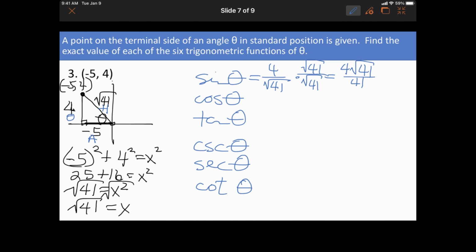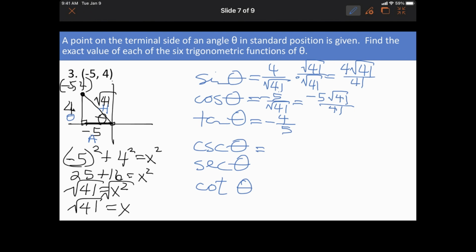Remember, the square root of 41 times square root of 41 is some number, but that'll undo, and it's just 41 without the root. All right, so the adjacent is negative 5 over square root of 41. Same thing, and after a while, hopefully you'll get used to, and you'll see my shortcut, that I can go straight to here. For my tangent is -4 over 5. Yes, and the signs are important.